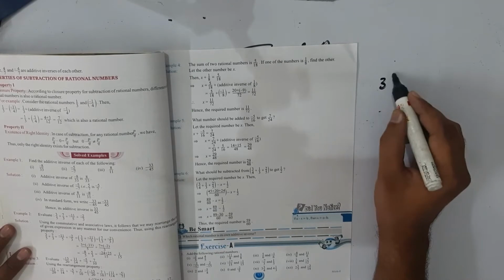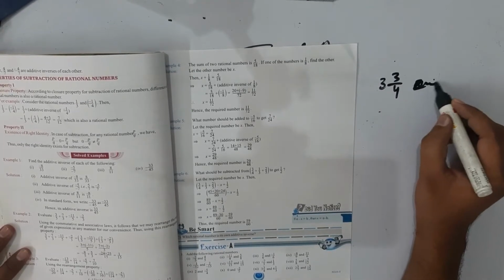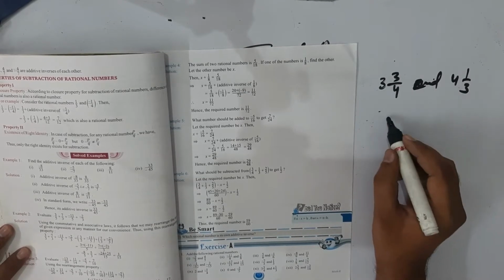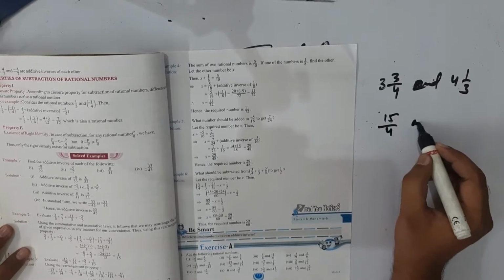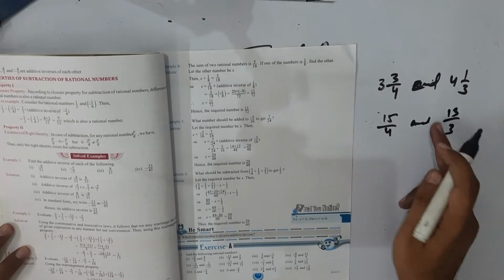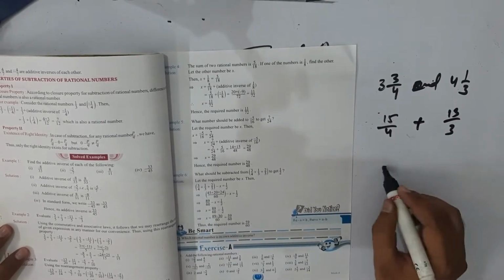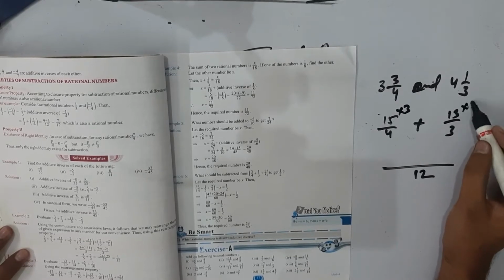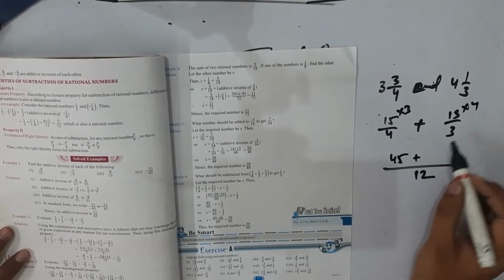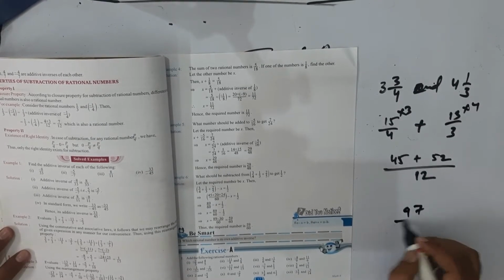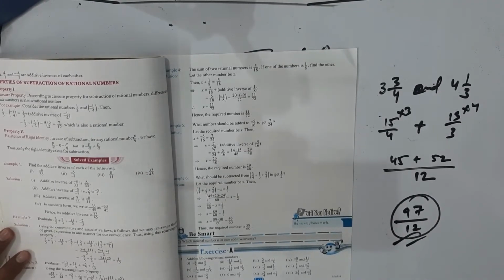We have 3 whole 3 upon 4 and 4 whole 1 upon 3. To solve this question, we have to change these to improper form. This is mixed, so it will be 12 and 3, 15 upon 4, and this will be 12 and 1, 13 upon 3. To solve this question, we have to do addition. To do addition, take the LCM. LCM of these two will be 12. How many times does it have to be multiplied? 15 3s are 45, 13 4s are 52. Add them, it will be 97 upon 12. That will be the answer.